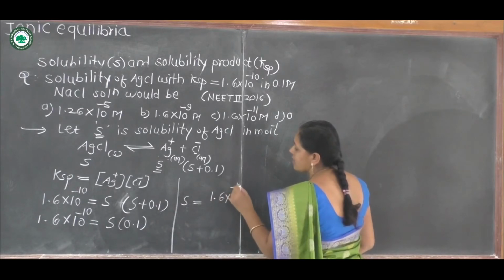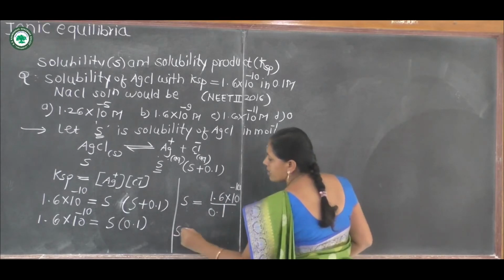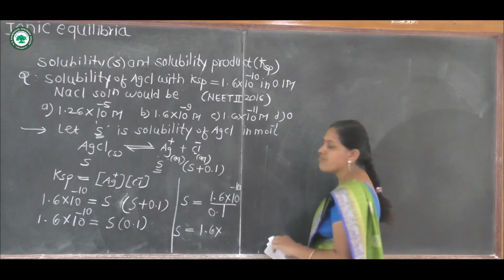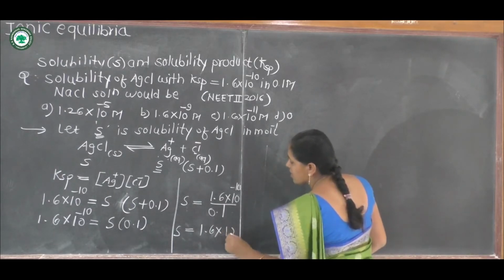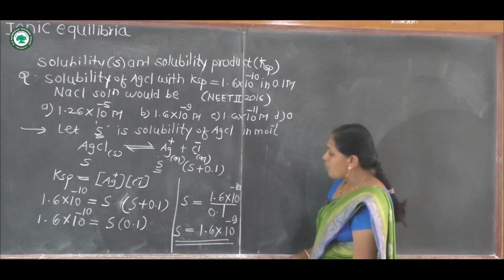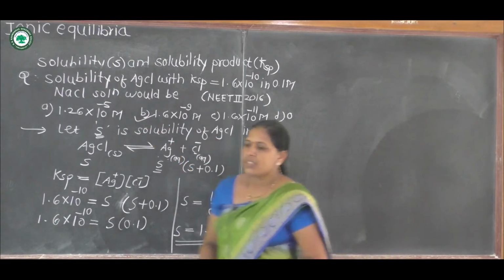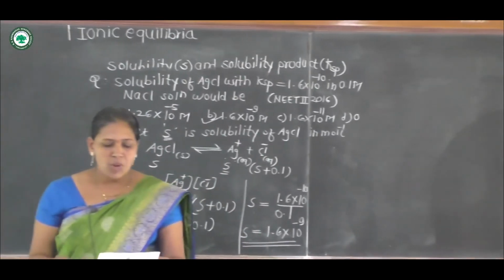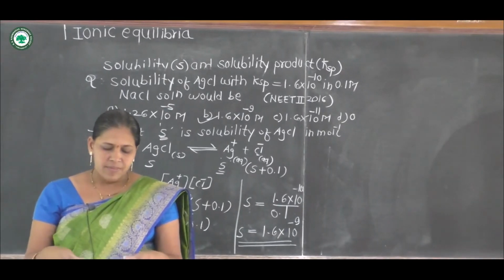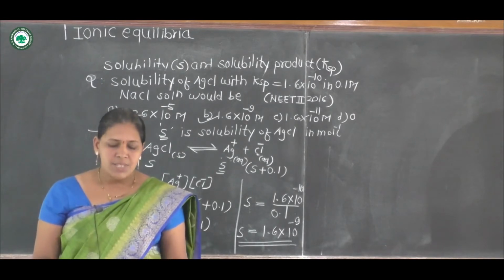to minus 10 divided by 0.1, which is equal to 1.6. We know that 0.1 is nothing but 10 raised to minus 1, and the answer is 10 raised to minus 9. This is your answer. Which is the answer? 1.6 into 10 raised to minus 9. This is the correct answer. Such types of questions are asked in the NEET examination.